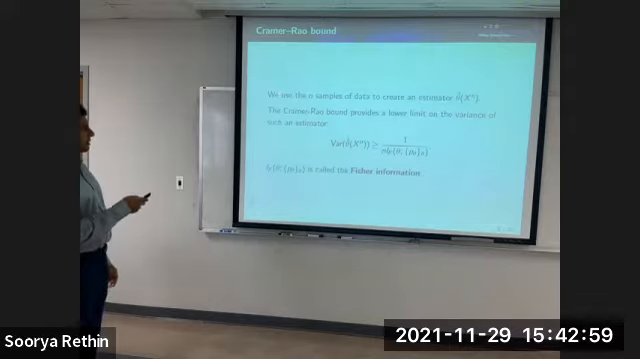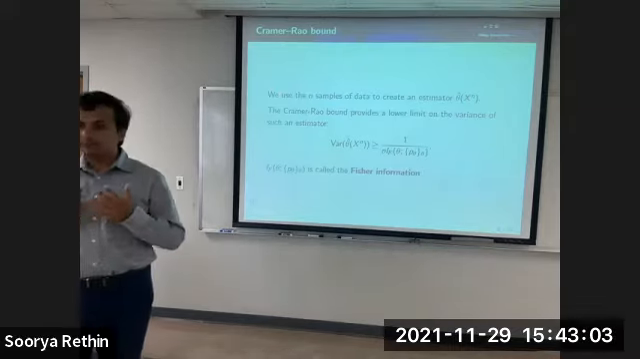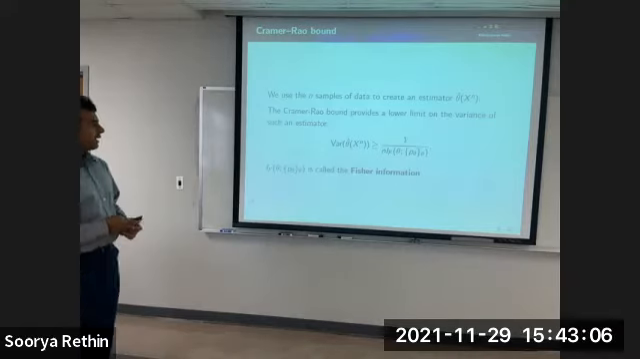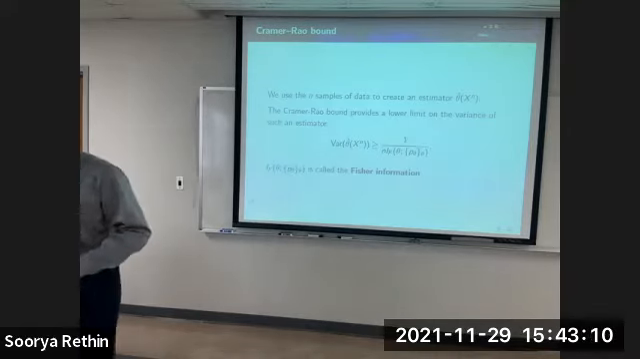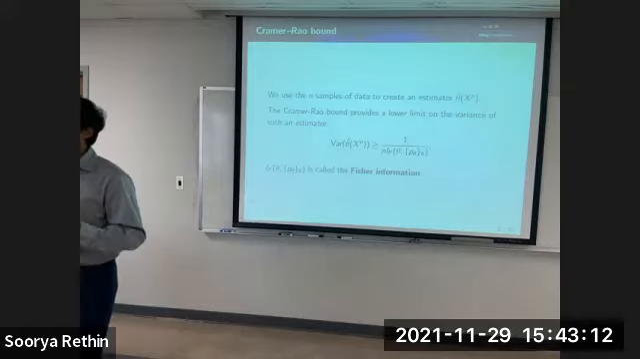And this is something that's been known for a really long time. I think this bound was developed in the 1940s for this particular case, and it provides a lower limit on the variance of such an estimate. Why is this bound important, or why is it useful?